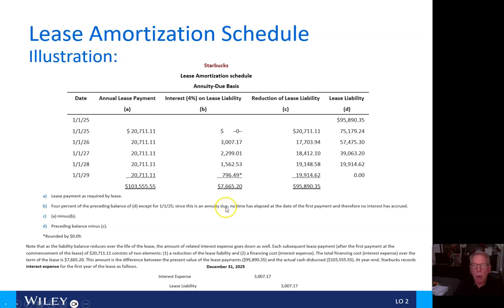Now, what we'll do on the interest here, for 4% on the lease liability, we're going to record on December 31, 2025, interest expense of $3,007.17 as a debit to interest expense, and a credit to lease liability for that same amount of $3,007.17.